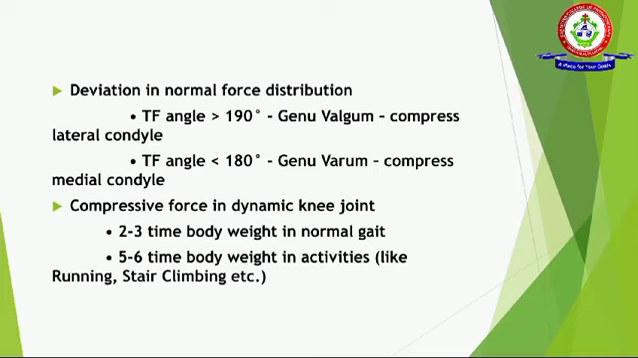Deviation in normal force distribution. If the tibiofemoral angle is greater than 190 degrees, then the condition is known as genu valgum, which compresses the lateral condyle. And if the tibiofemoral angle is less than 180 degrees, then the condition is known as genu varum, which compresses the medial condyle. Compressive force in the dynamic knee joint is 2 to 3 times body weight in normal gait and 5 to 6 times body weight in activities like running, stair climbing, etc.